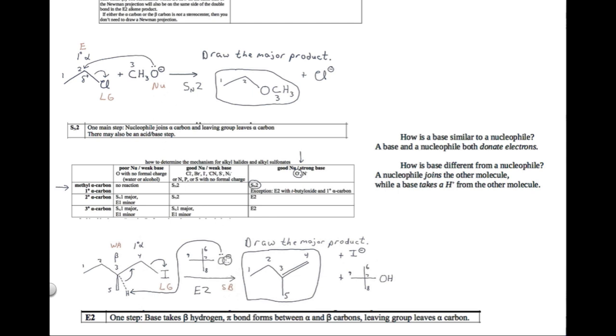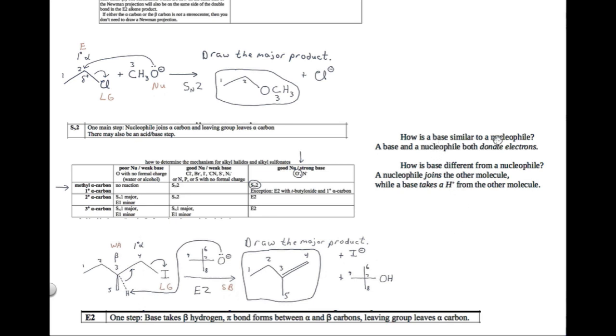On the other hand, notice that this O- did not join the alpha carbon. This oxygen did not end up attached to carbon 4. Instead, the oxygen just stole a proton from this molecule. That shows that in this case, the O- is acting as a base, not as a nucleophile. In E2, the base takes the beta hydrogen. It doesn't join the other molecule. So you should carefully compare these two examples so you can understand why we say that SN2 uses a nucleophile, but E2 uses a base.